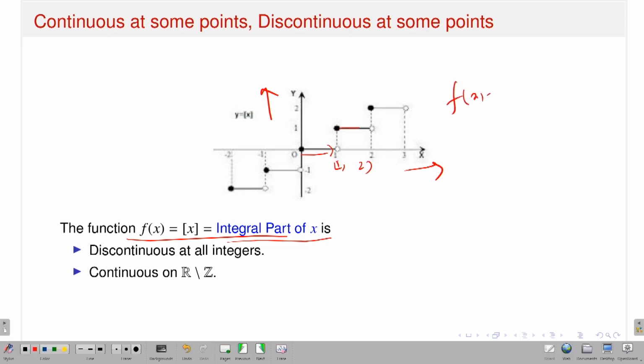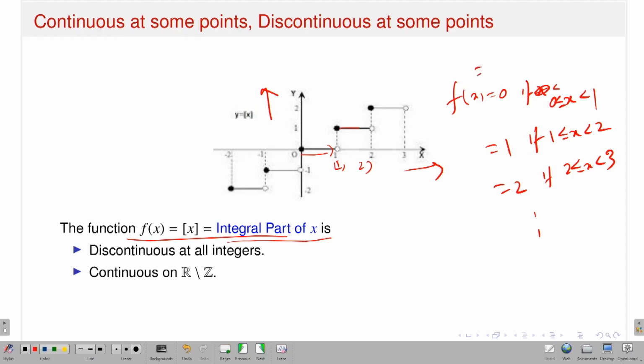f(x) is equal to 0 if 0 is less than or equal to x less than 1. It takes the value 1 if 1 is less than or equal to x less than 2, then 2 if 2 is less than or equal to x less than 3, and so on. Similarly, if I go to the negative side, it will take the value -1 if -1 is less than or equal to x strictly less than 0. So, this is called the integral part of x, or the floor function.